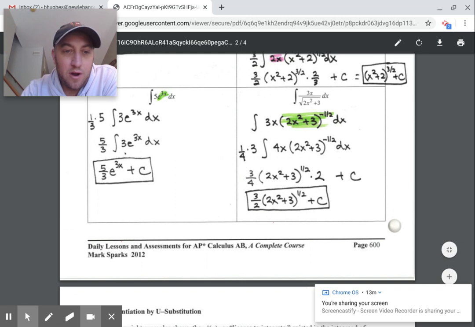So then I just go, all right, what's the antiderivative of e to the 3x? It's e to the 3x. And then I just bring down the 5/3.